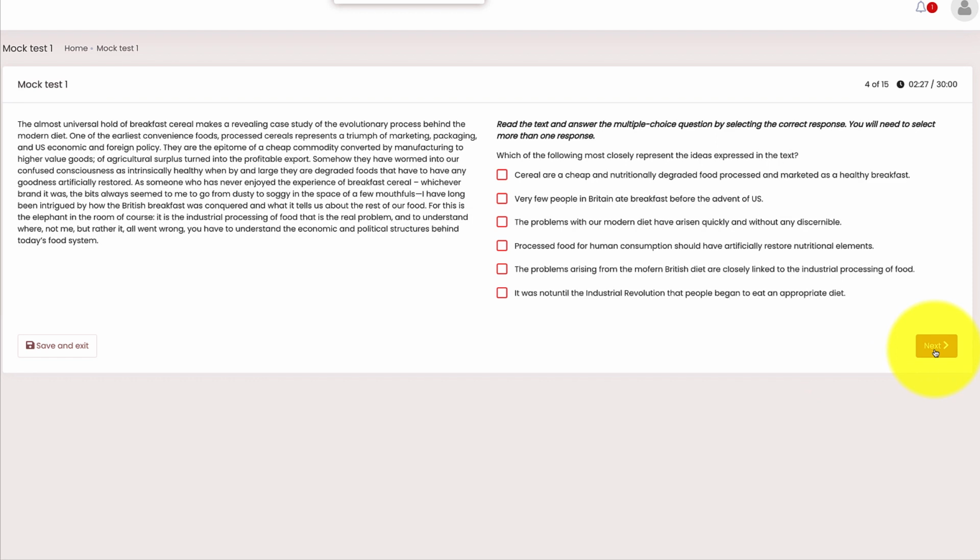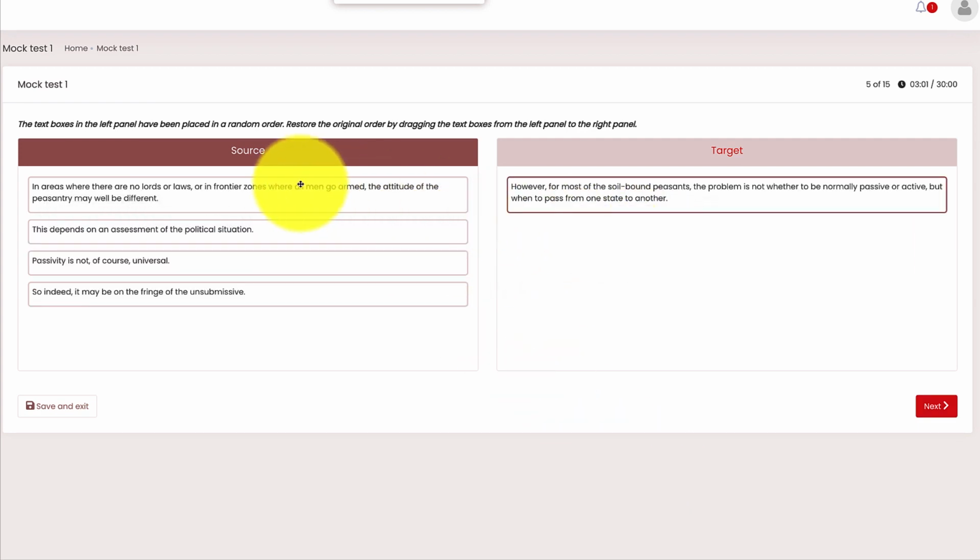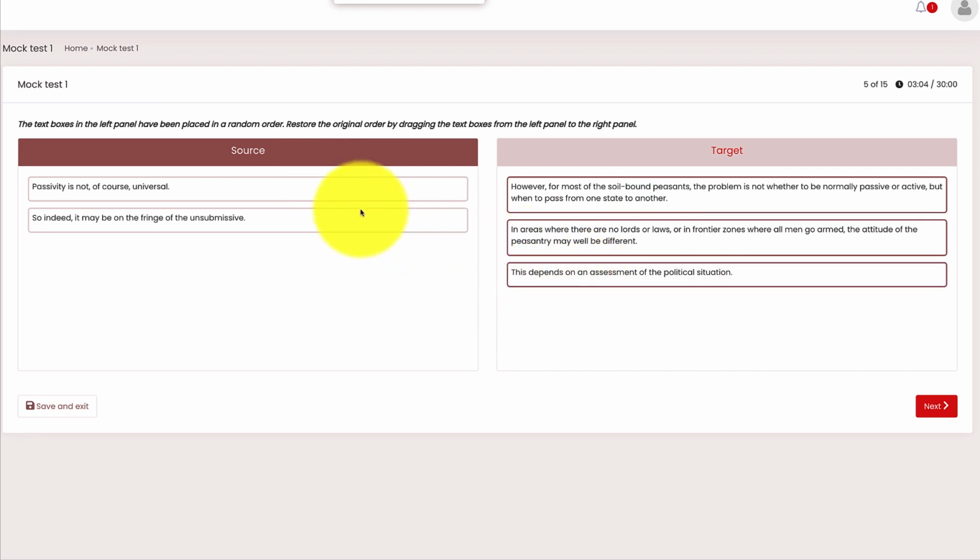After multiple choice questions, the next question is reorder paragraph, which perhaps is a new type of question for many of you because not that many exams ask this kind of question. So what happens in this question type is there is a paragraph broken into sentences on the left hand side. These sentences are in wrong order. So these sentences are from a paragraph, but now someone, or your examiner, has changed the order of these sentences. Your job is to drag these sentences to this side in the correct order, whatever order you think is correct.